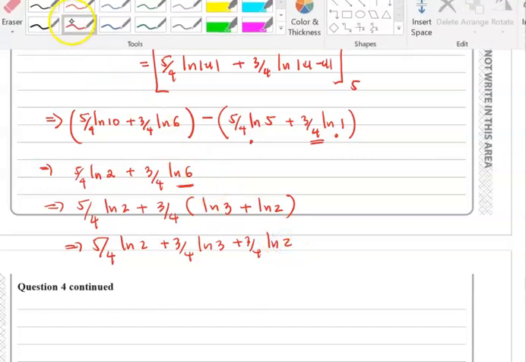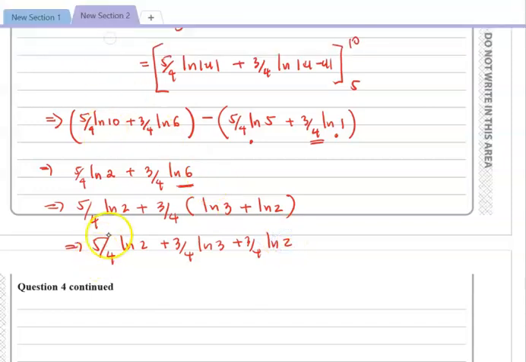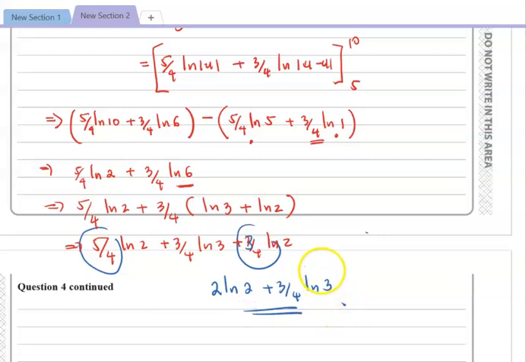Now we're just adding the fractions, and that fraction is 3 over 4. 3 over 4 plus 5 over 4 is going to be 2. So this is 2 natural log of 2 plus 3 over 4 natural log of 3 as your final answer.